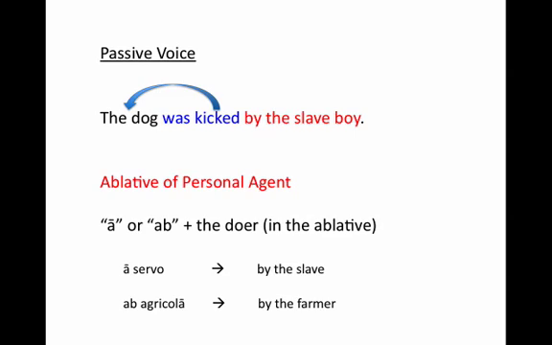Now, this will tell you who is doing a passive verb in a sentence. There's one slight thing you have to remember, though. The doer has to be a person. I suppose you might be able to get away with an animal, but it has to be a conscious being. If you have something like, the soldier was killed by the spear, that is not an ablative of personal agent. A spear is not a person. That is an ablative of means or instrument, so try not to confuse the two.